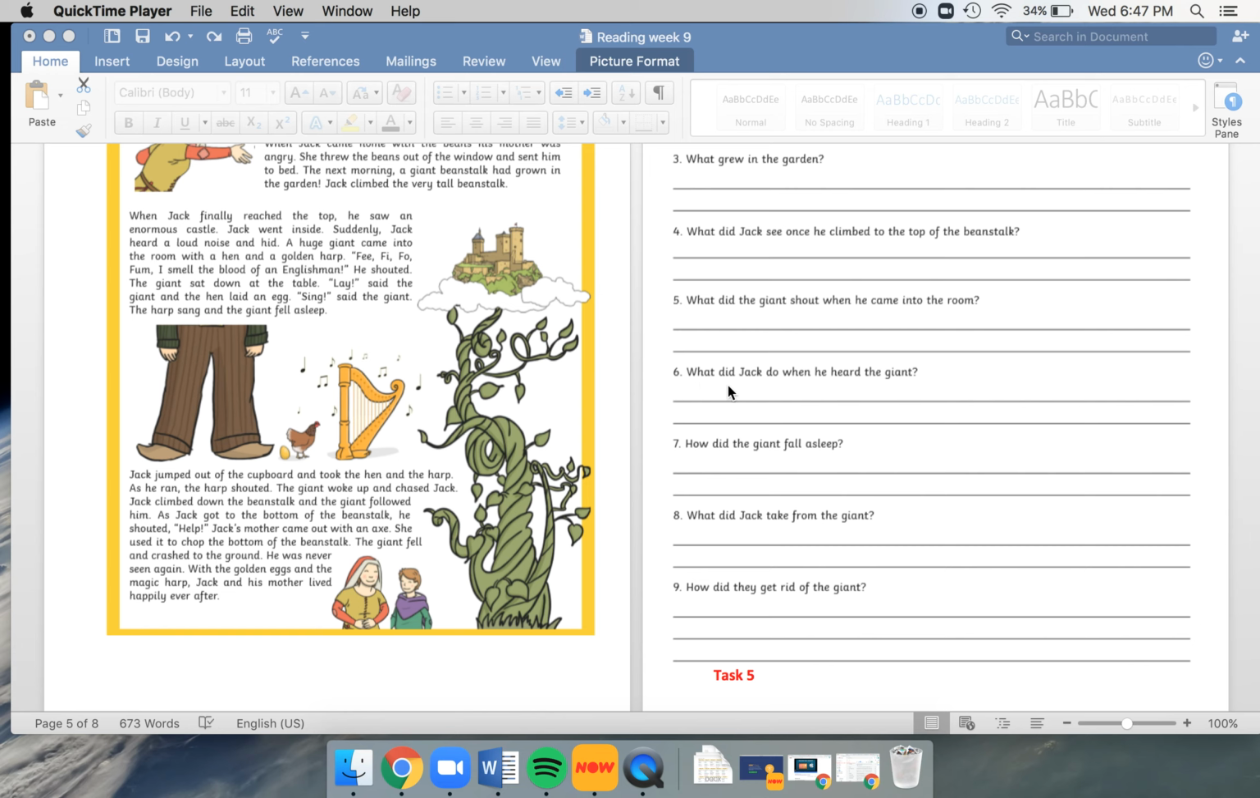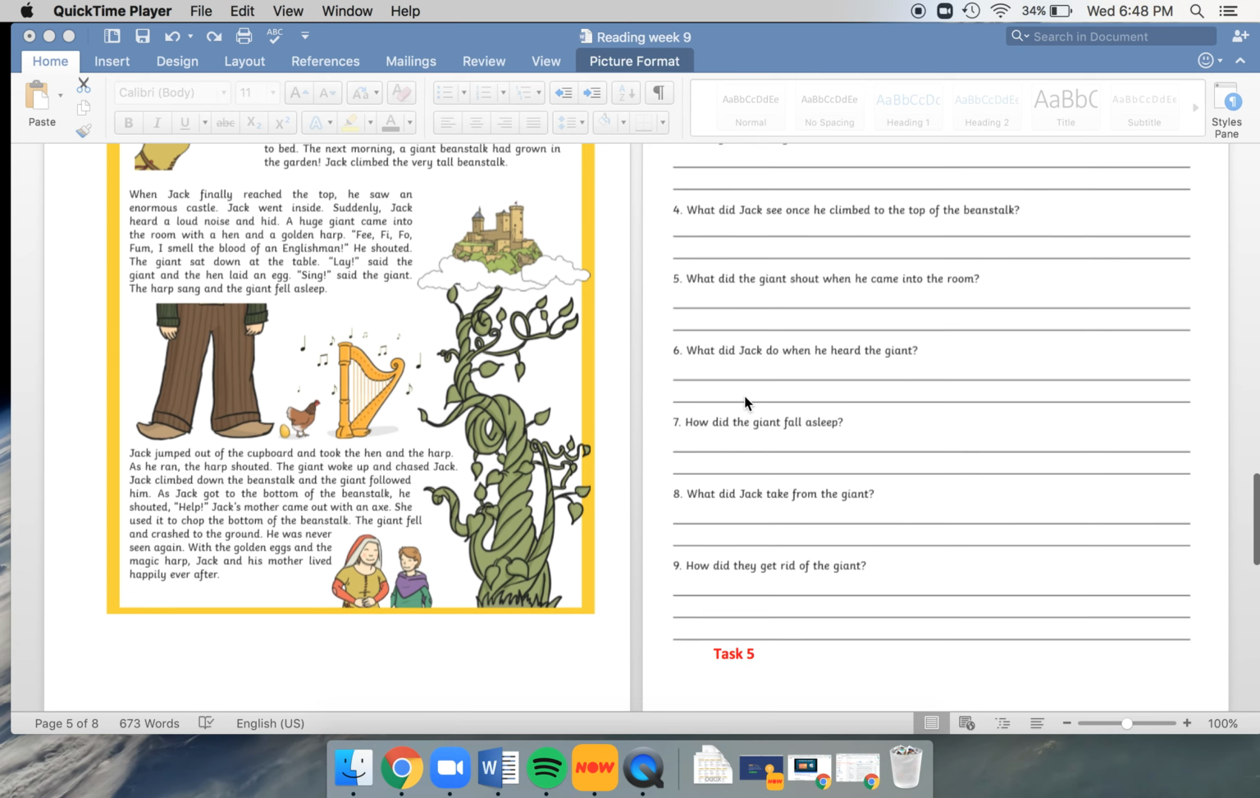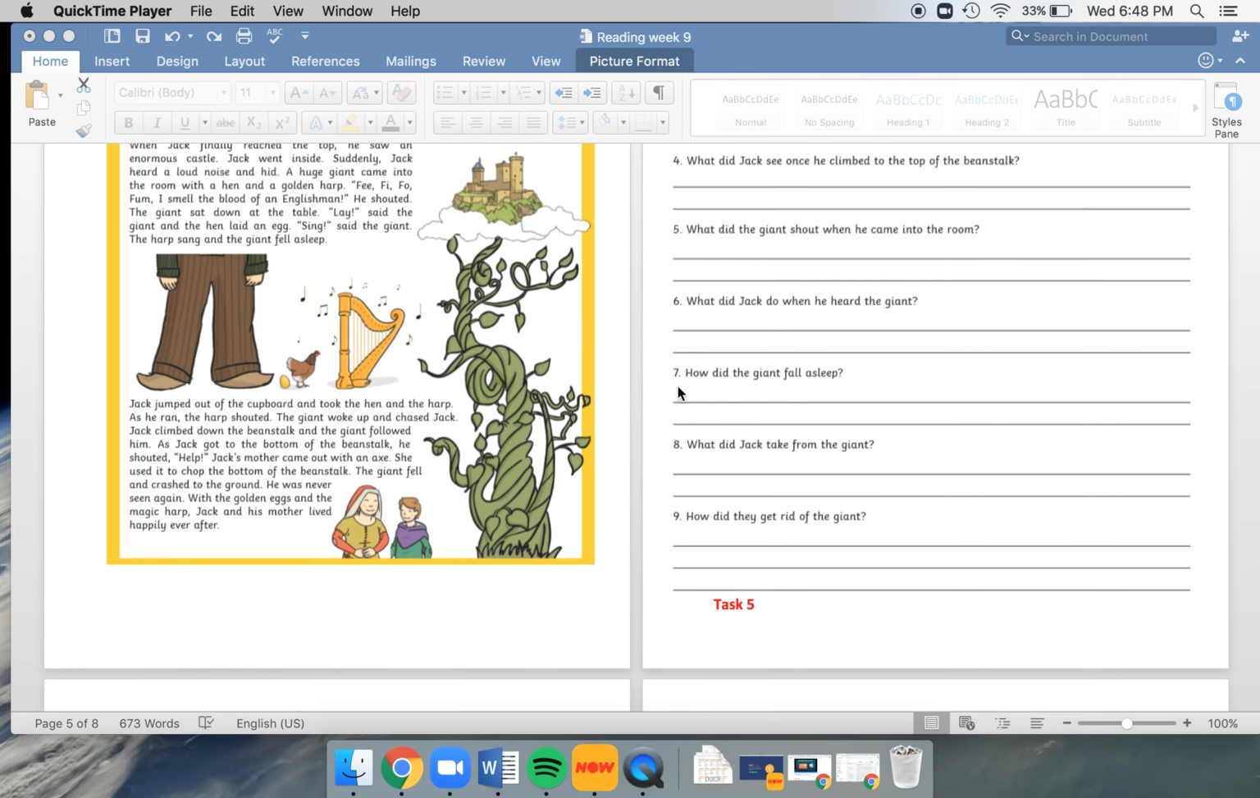Question 6. What did Jack do when he heard the giant? So remember, what is the question asking? What key word could you use to try to find in the text? Okay, and then writing as much information as possible for your answer. Question 7. How did the giant fall asleep? Right, so what could the key word be? And then have a look. Where can we find that key word in the text?